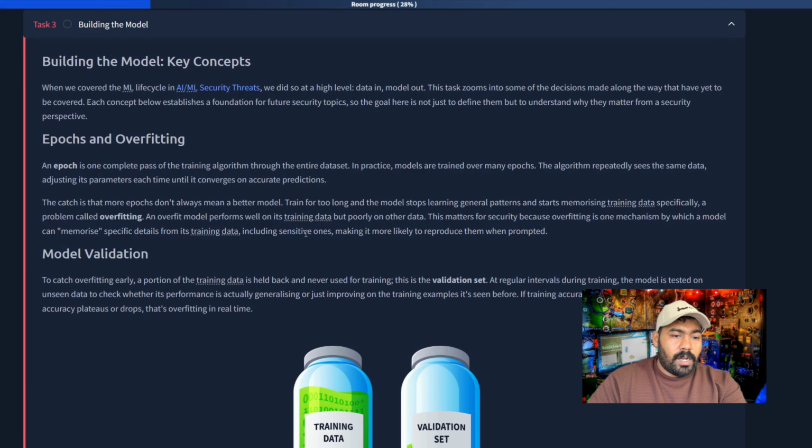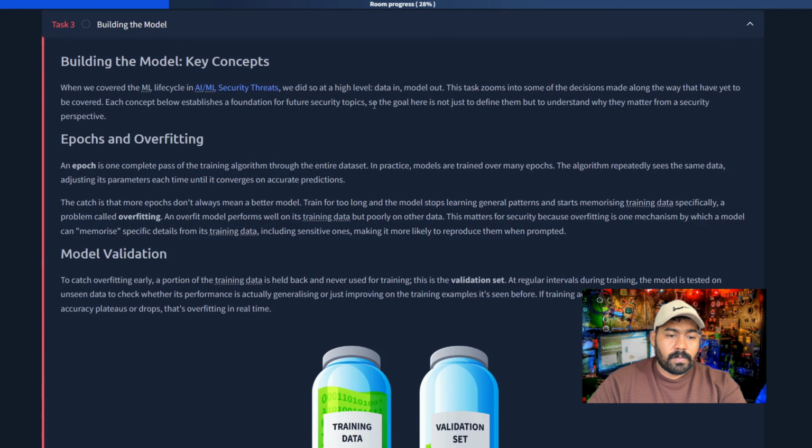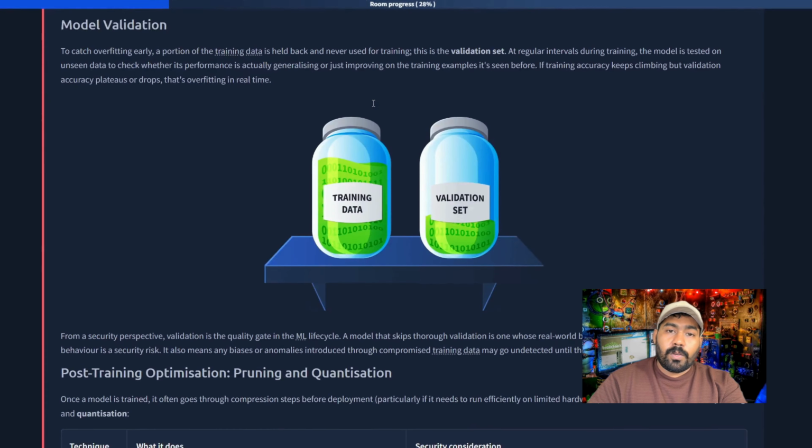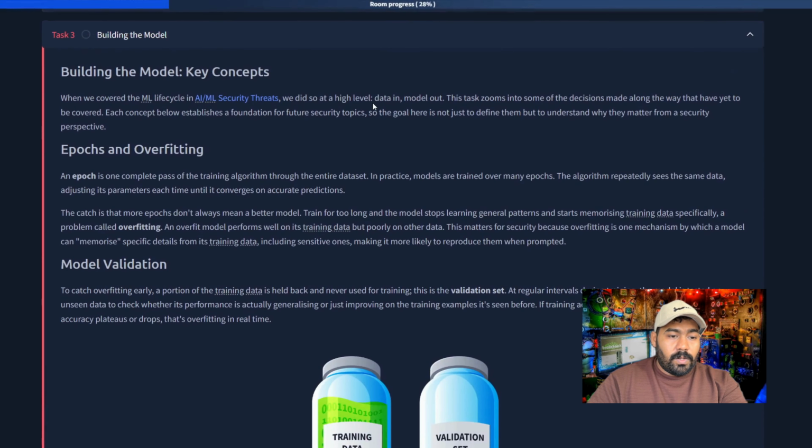So this Task 3, let's go inside the model and see how the building process and everything works. Building the model, key concepts. This room is covering four key concepts here, each with different security implications. Okay, let's look into it.